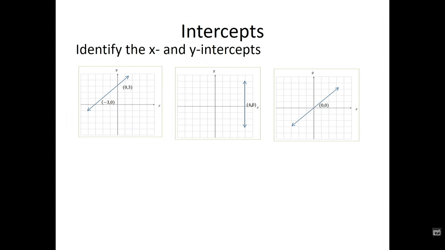In this example, we want to identify the x and the y-intercept given the graph of a function. As you recall, the x-intercept is the point where the graph crosses the x-axis. So it crosses at this point. All right. So the x-intercept is the point negative 3. And of course, the y-coordinate of the x-intercept is always 0.